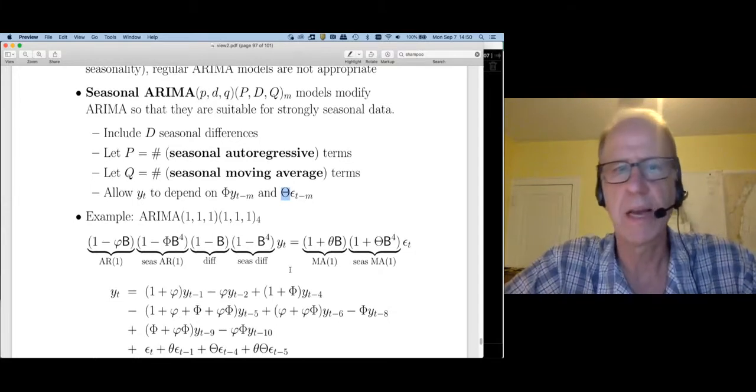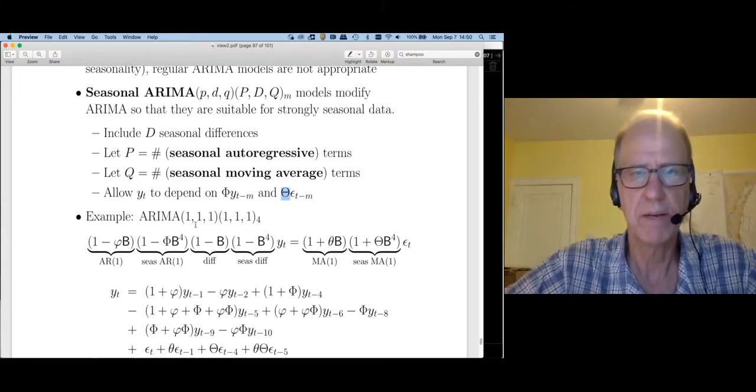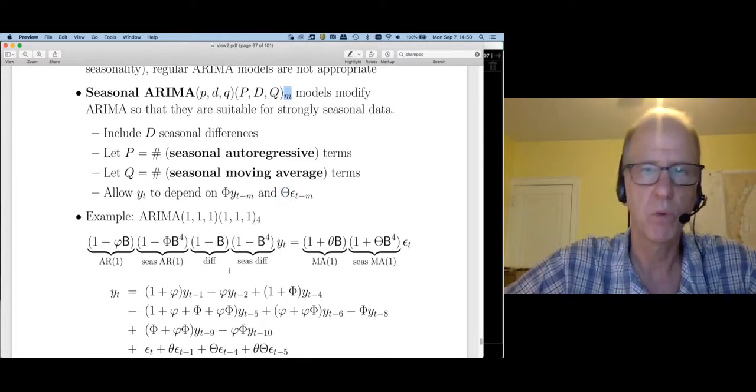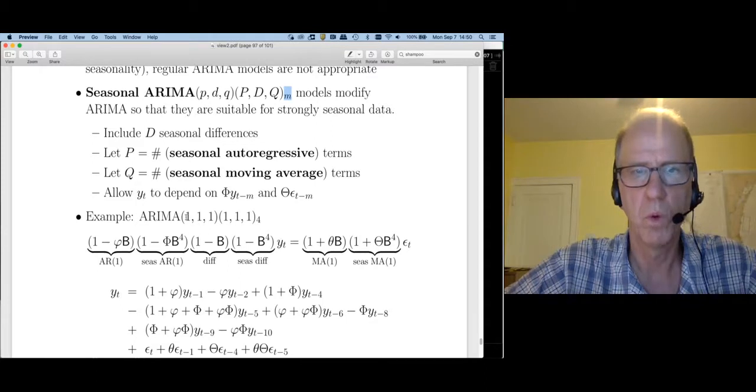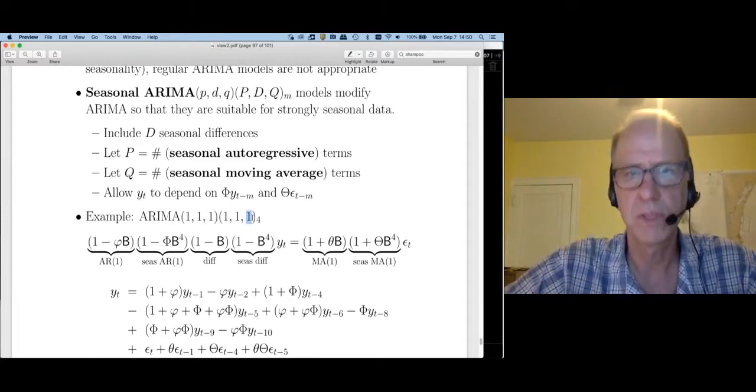Let's take a look at an example. So the example I have is a (1,1,1)(1,1,1) sub 4 model. So the 4 is the seasonal period. So we've got quarterly data. We want one difference, one seasonal difference, one autoregressive term, one moving average term, one seasonal autoregressive term, and one seasonal moving average term.